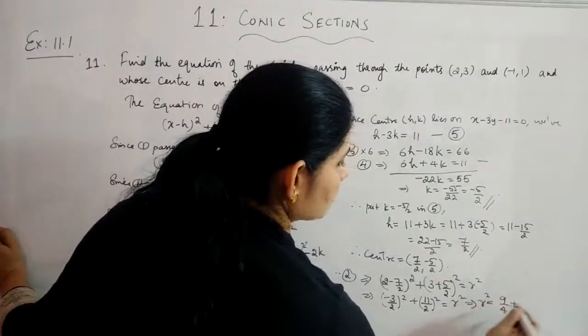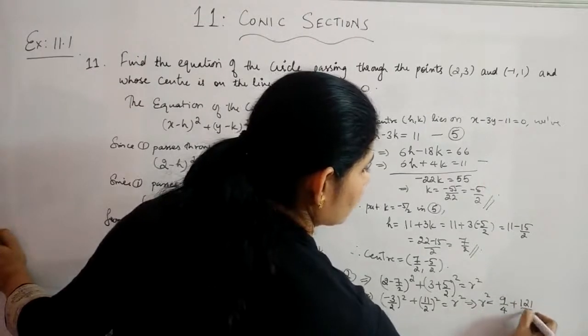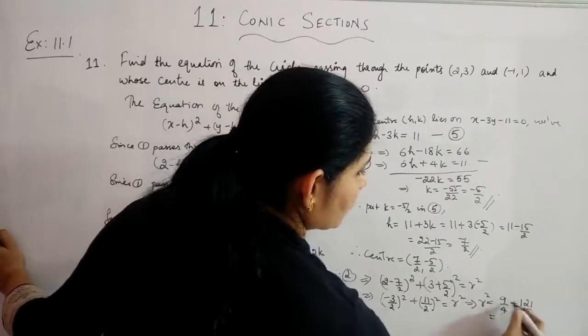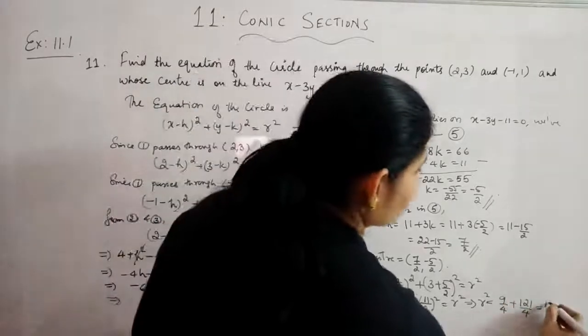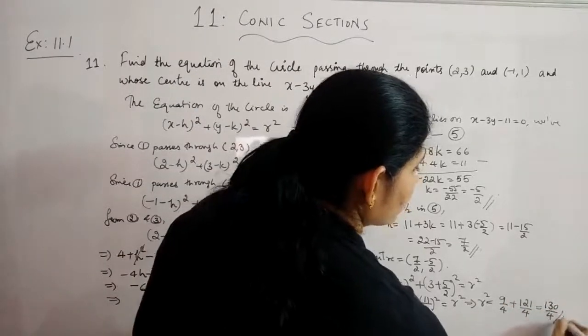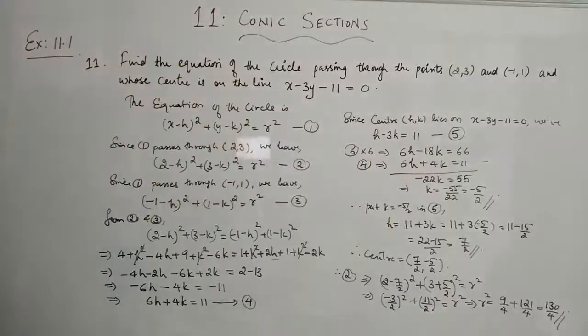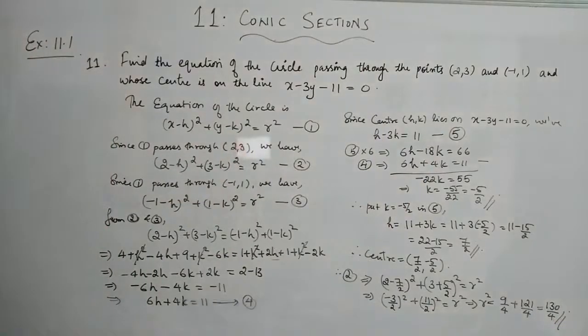plus 121 by 4. That is, r square you are getting to be how much? 130 by 4. Okay, so the value of r square is 130 by 4.